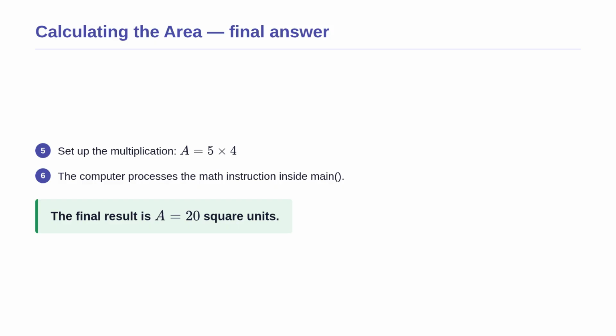Continuing with our calculation, we set up the multiplication as A equals 5 times 4. Inside our C program, we write our math instruction, tell the computer to print the result, and then write return 0 to signal a successful finish. The computer evaluates 5 times 4 and the final result is 20 square units. Notice that the basic structure of the program remains exactly the same as our first example, no matter what mathematical operations we put inside the body.